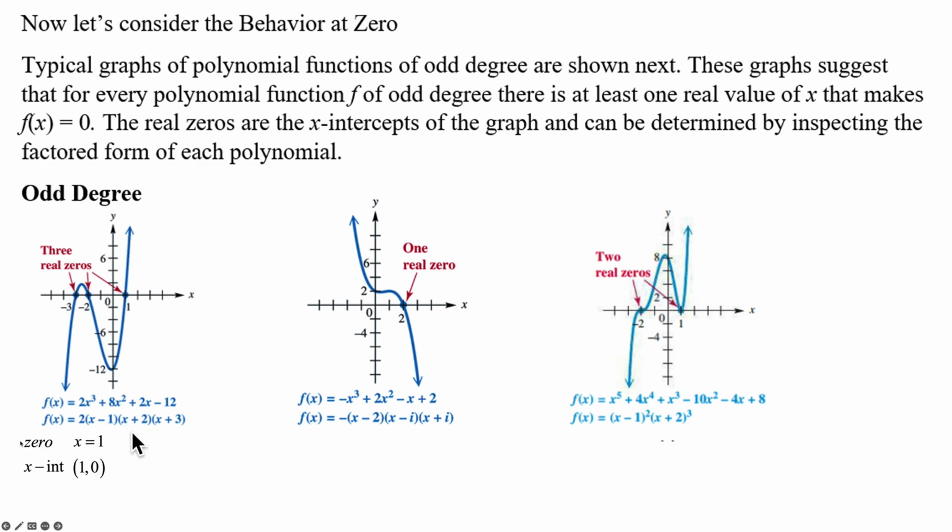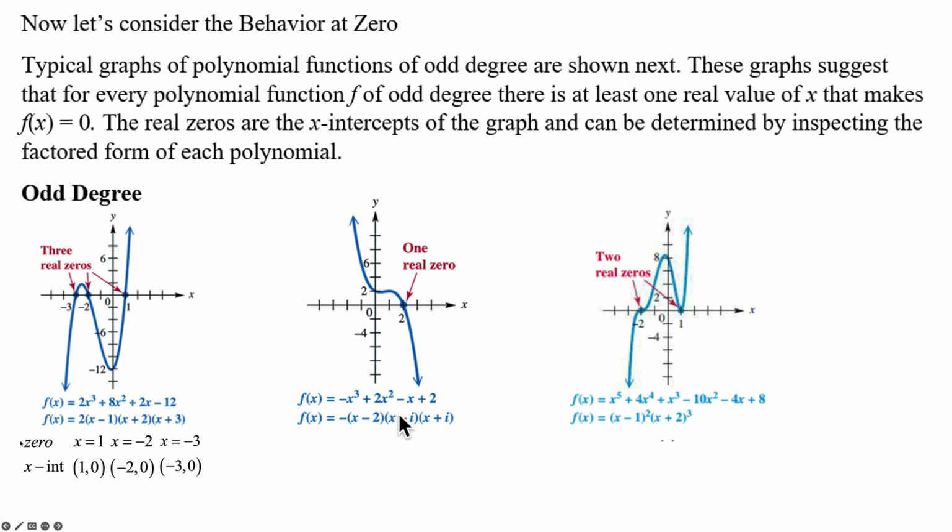Now here's the difference. These are two different things. A 0, that's the x that turns the function into a 0 for the y-coordinate. That's the same as an x-intercept at 1, 0. We have a 0 at x equals negative 2. We have an x-intercept at negative 2. We have a 0 at negative 3 for x. We have an x-intercept. They're labeled differently.